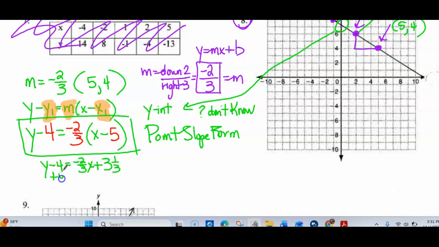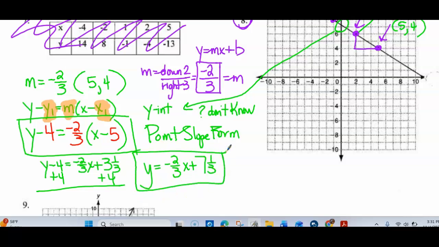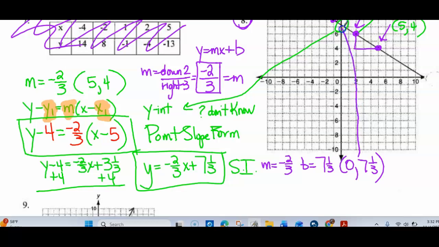And then I'm going to add 4 to both sides. And I get y equals negative 2/3 x plus 7 1/3. Now that's called slope-intercept form. And one thing you can always check, when you have a graph, this says that my slope is negative 2/3. And my y-intercept, my b, is 7 1/3, which is the point 0, 7 1/3. So you go up on your graph, you go, hey, does that place where that crosses the y-axis look like 7 1/3?